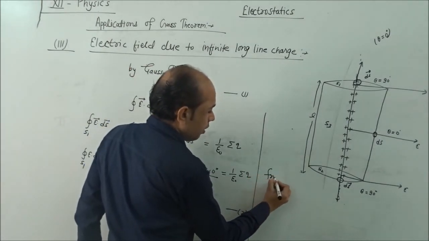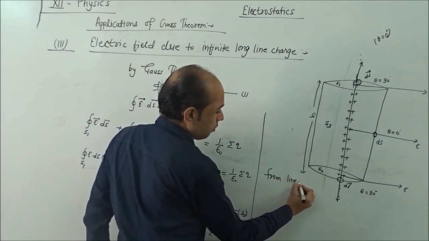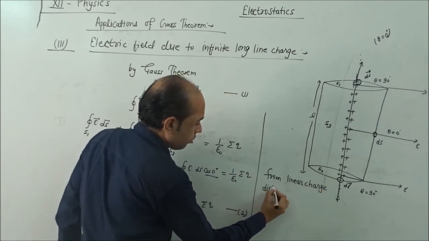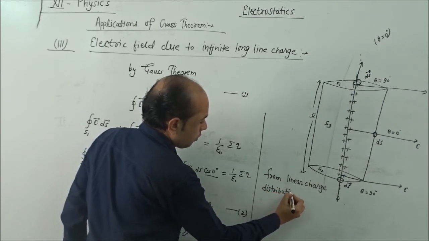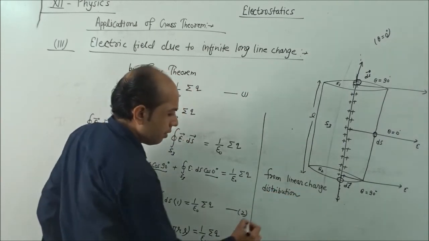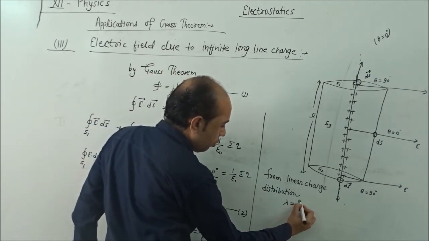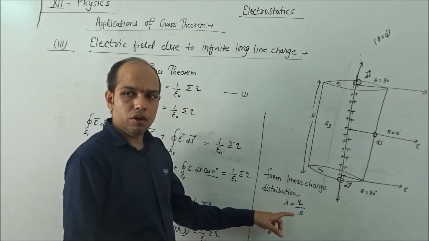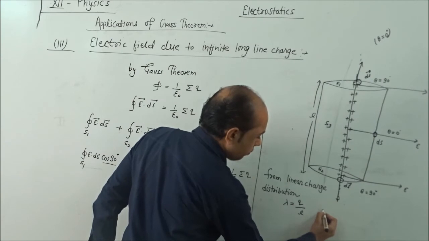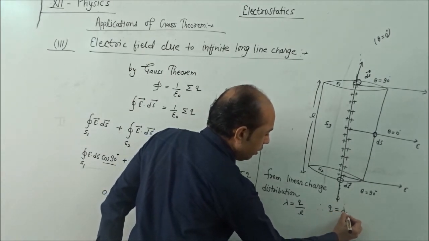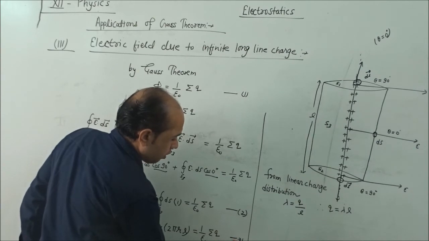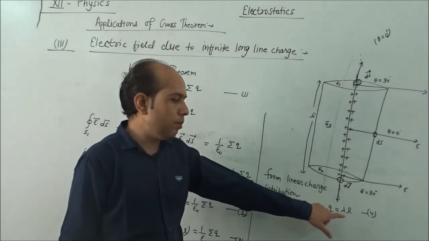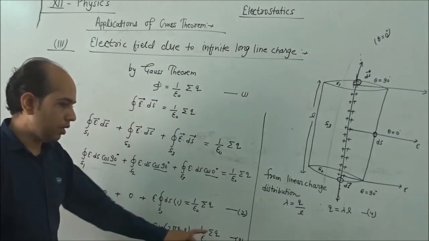Now from linear charge distribution, as we know that lambda is equal to q upon L, that is, charge is distributed along the length. So from this, q is equal to lambda into L. Equation number 4: q is equal to lambda L, substitute in equation 3.